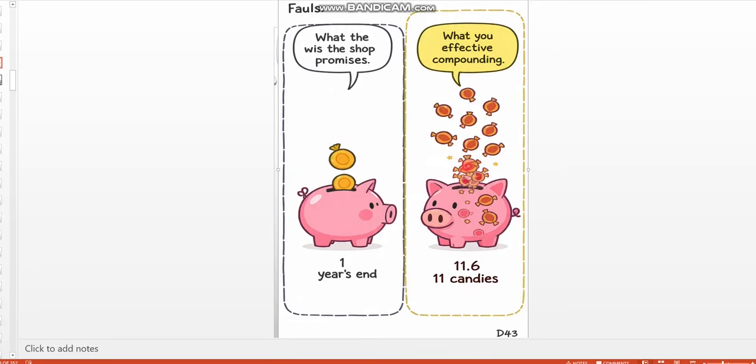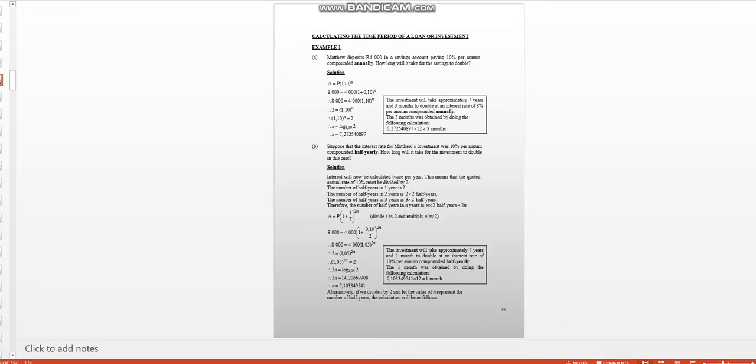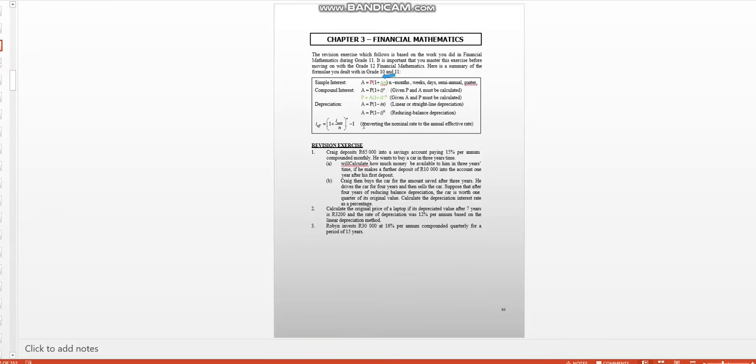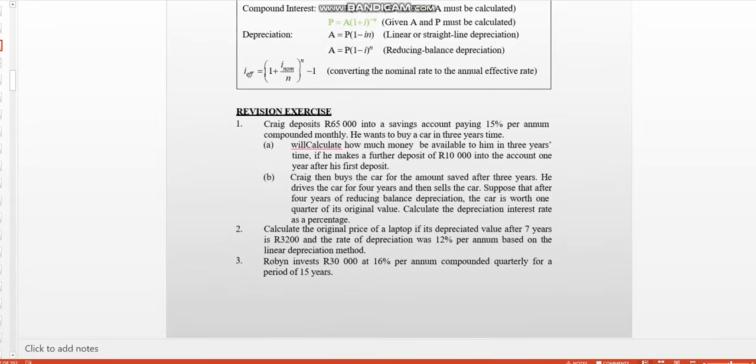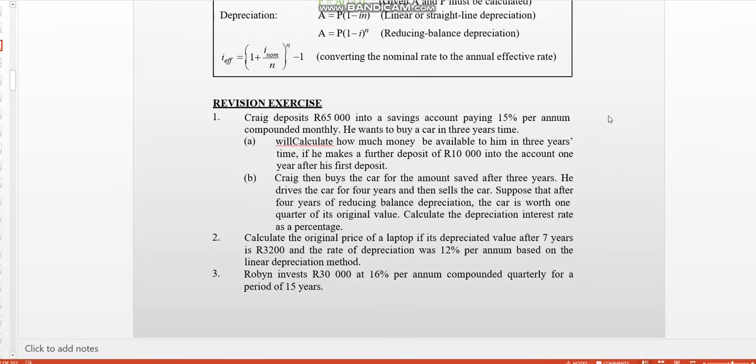All right, so let's continue. Let's just jump straight into one of the questions and see if we can use these formulas that we just spoke about to tackle one question. They say here, Craig deposits 65,000 into a savings account, paying 15% per annum, compounded monthly. So guys, these key points are very important.